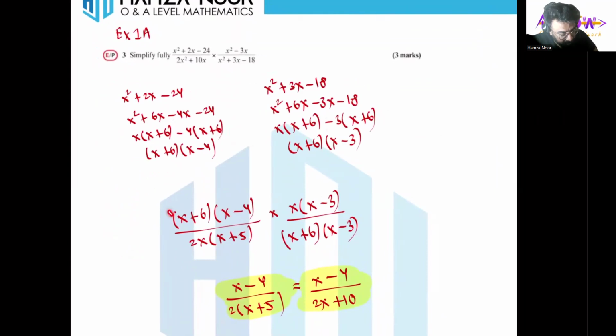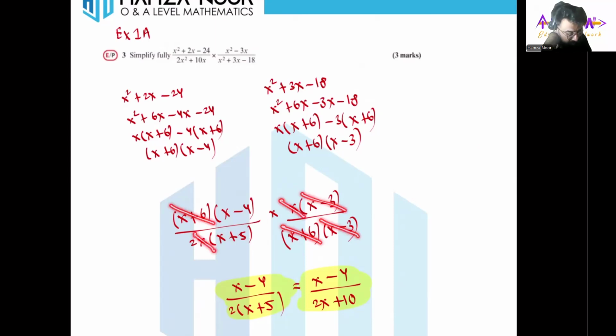So now, x plus 6 multiplied by x minus 4, and then taking 2x as common multiplied by x plus 5. I have factorized this expression as well, taking 2x as common, multiplied by x plus 5. This will be multiplied by, in place of x squared minus 3x, the factorized form, meaning taking x as common, multiplied by x minus 3. And in place of x squared plus 3x minus 18, we write x plus 6 multiplied by x minus 3. As you can see, x minus 3 and x minus 3 got cancelled out, x plus 6 and x plus 6 got cancelled out, and this x and x also got cancelled out.